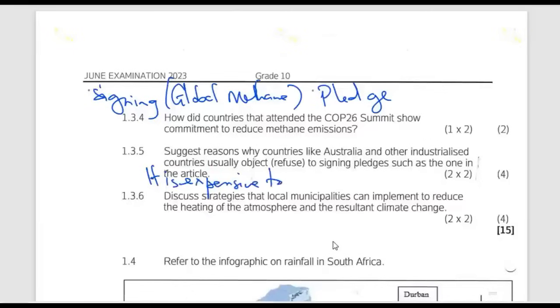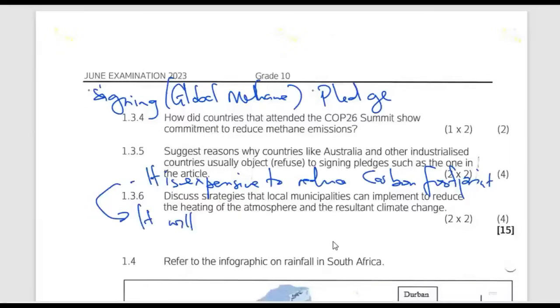To reduce their carbon footprint, for these countries, it's very expensive. They are industrialized. They depend on the industries for their sustenance. They are heavily industrialized. So by signing pledges, it means they are dedicating themselves towards reducing industrial activities. So that comes with a cost on the side of the countries. So it's expensive for them to sign. Or we can also say it will affect their industrial activities.